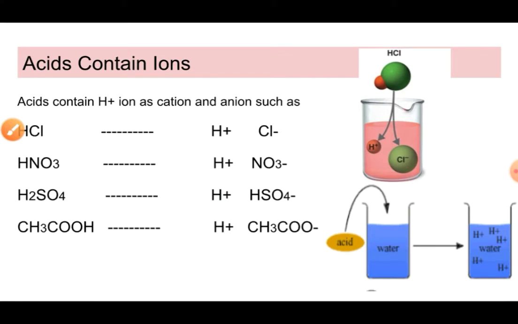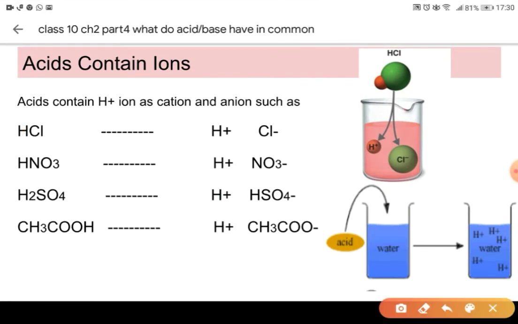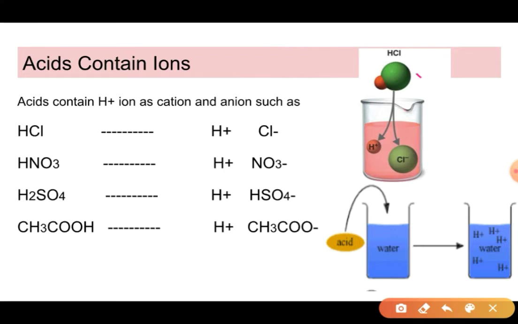So which ions does the acid contain? When acid is dissolved in water, for example, you could see the molecule of hydrochloric acid here. When we dissolve the hydrochloric acid in the water, it splits up into H plus ion and Cl minus ion. The H plus ion here is a cation and the Cl minus ion here is an anion. So when we dissolve HCl, it produces H plus ion and Cl minus ion.